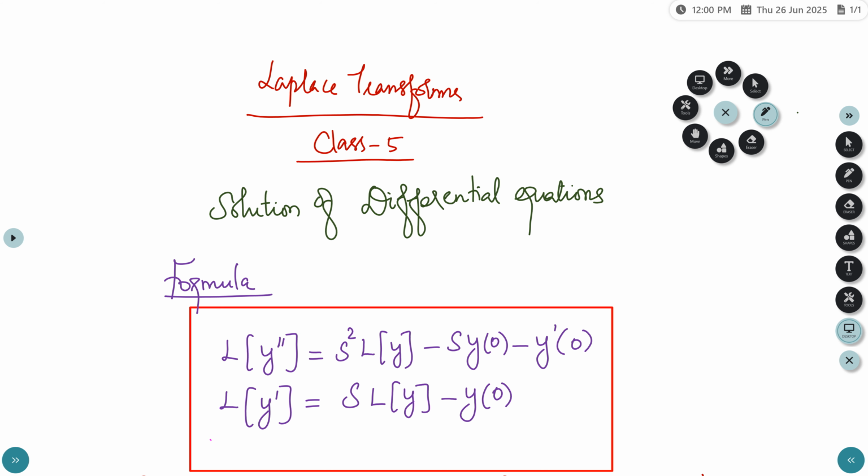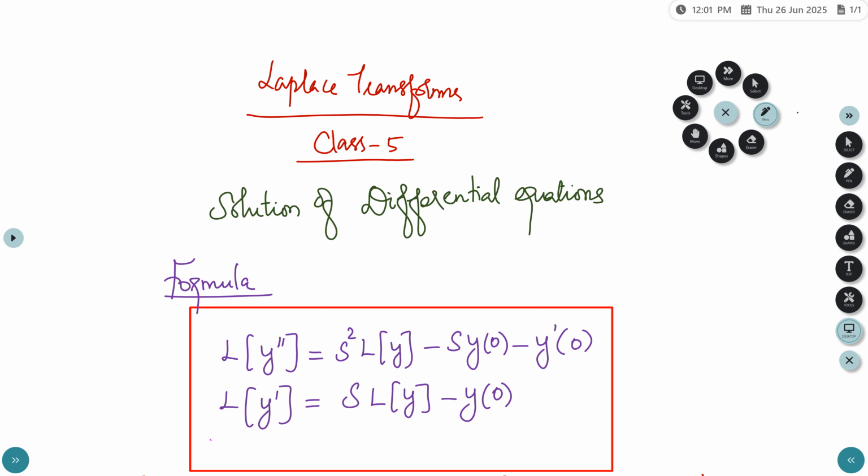In today's class, we are going to discuss the solution of differential equations by using Laplace transform. How to solve the differential equation with the help of Laplace transform. For that, we need some formulas. Before going to the problem, I will explain the formulas for this method.